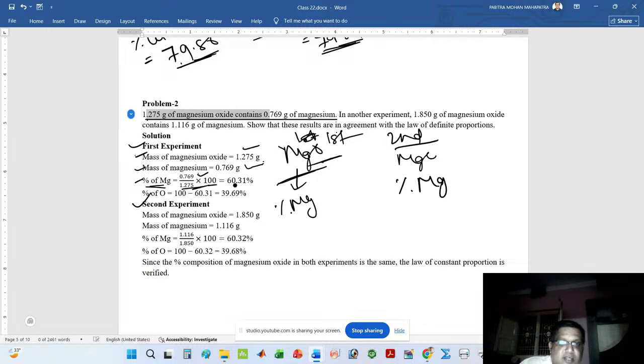60.31%. Similarly, percentage of oxygen is equal to how much? 100 minus 60.31.